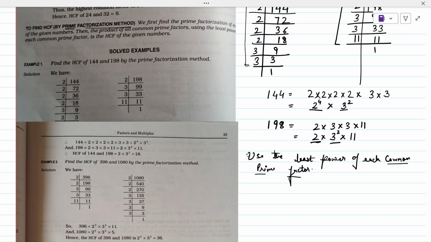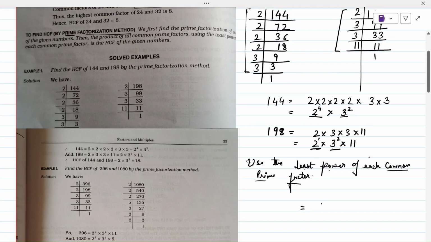2 and 3. Next, we have to find the least power of each common prime factor. So what is the least power of 2 here? The least power of 2 is 1 because here the power is 1. If there is nothing written here, that means it is 1, right? So this is 2 raised to the power 1. This is 2 raised to the power 4. So the least power is 2 raised to the power 1, which is 2 itself. Still I am writing 2 raised to the power 1.